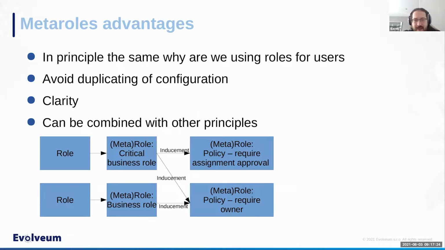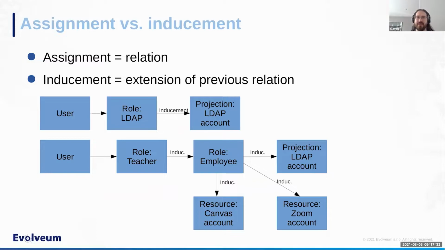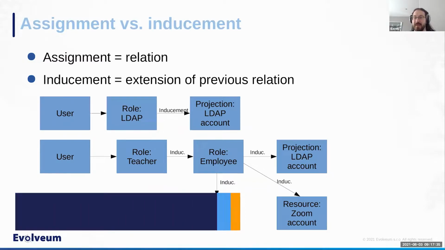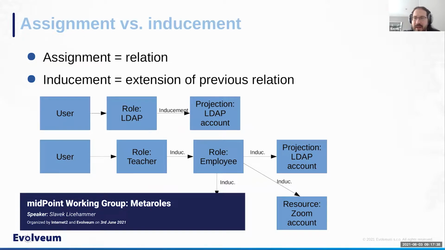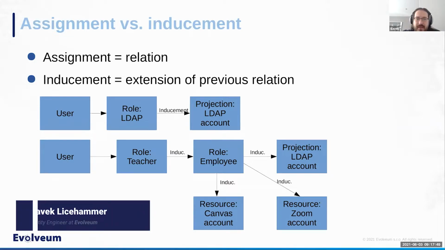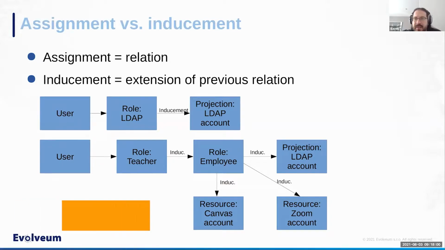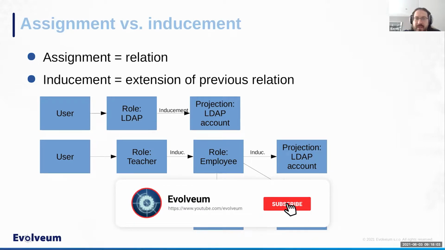And you might notice I put the word inducement into the arrow, which is used as an extension of the role. So I want to cover that. What's the difference between assignments and inducements? Because there are two terms which are used very heavily when we are using roles and meta roles and other stuff. So assignment basically define a relation between two objects. So I can have user who's assigned to a role. And inducement, it's not a standalone relation, but it's rather extension of the previous relation.